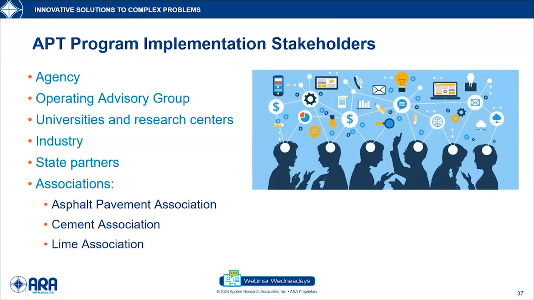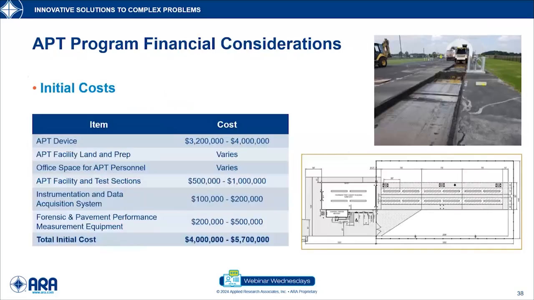Universities and research centers will play a major role. This is a collaborative effort. Industry as well, state partners, and associations like the Lime Association, the Asphalt Pavement Association, and the Cement Association, all these types of stakeholders will play a major role. So it's not the agency sitting and telling everyone what's going to be done. It's a group effort of many different stakeholders working together to make sure that the program is successful.